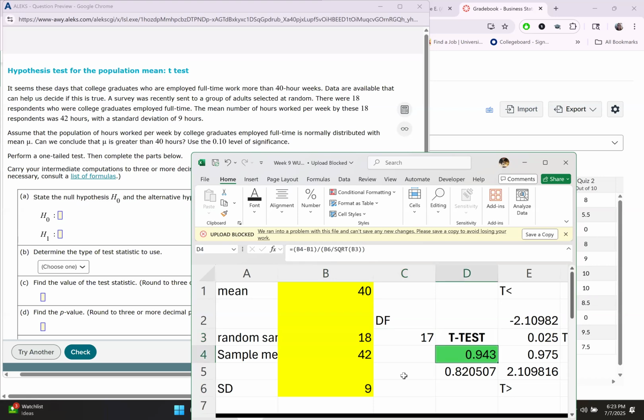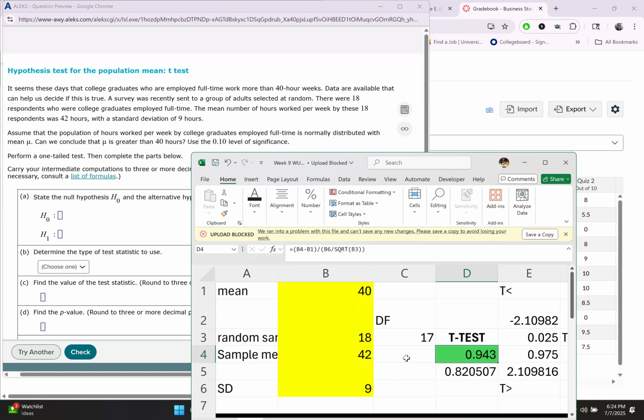Which, if you notice, it's a sample mean minus the mean itself divided by the standard deviation divided by the square root of the sample size, which is 18. And you get 0.943. Are you getting that?